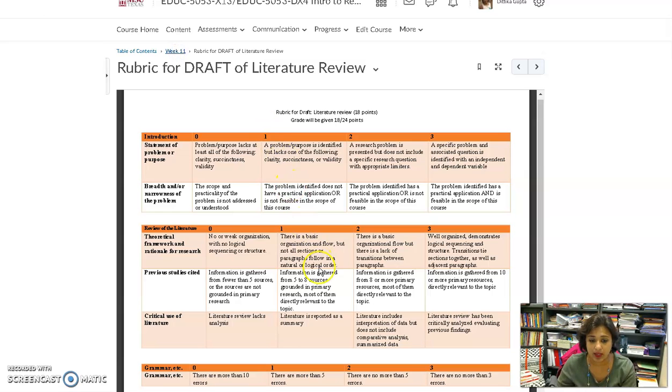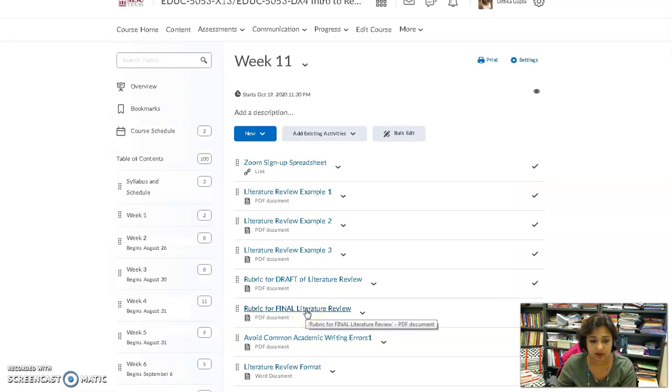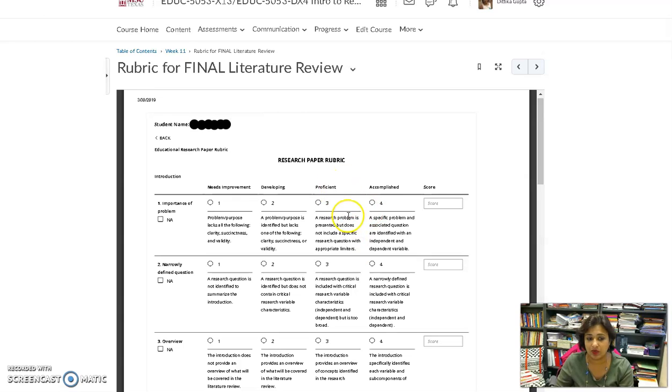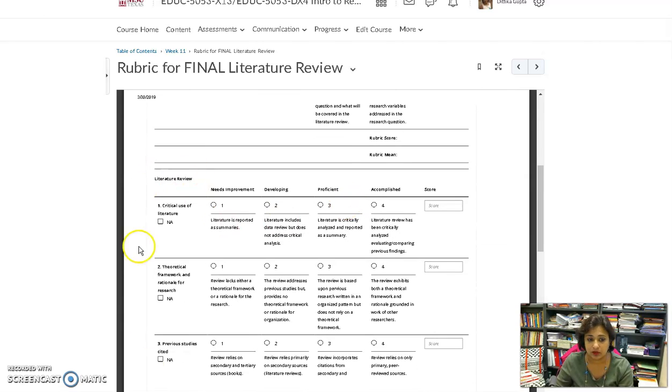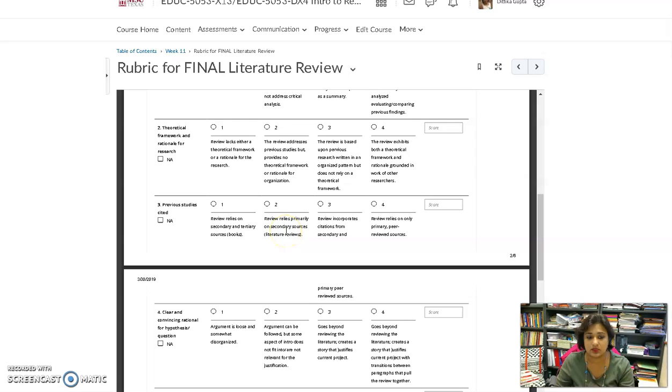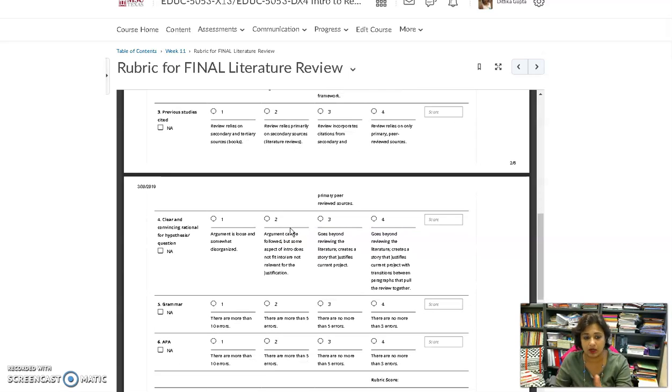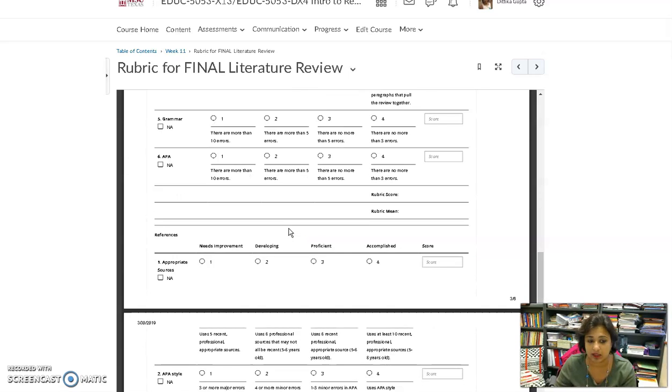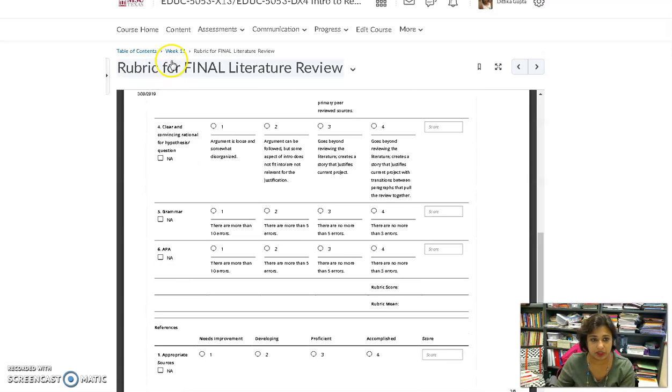I also went ahead and put a final draft rubric, so that you can see what is there on the final paper. So you'll see that there are more things, nearly the same, but there are other ideas that we start adding in for your final rubric draft.